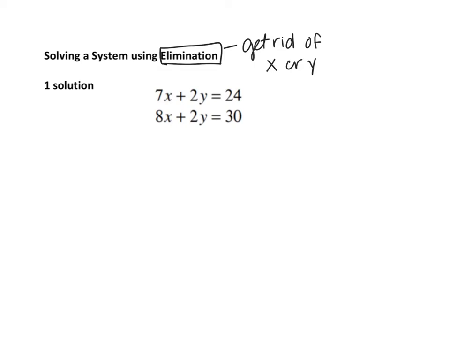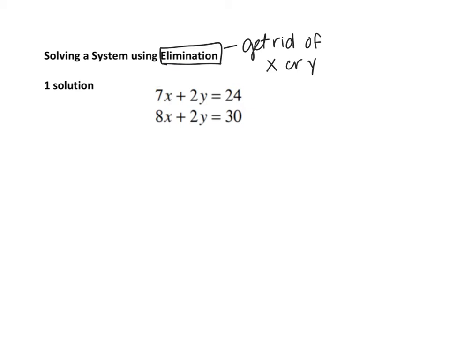All right? The way we do that is by making the x coefficient and the y coefficient the exact same, but one's positive, one's negative. Now by coefficients, let's clarify what I mean. Coefficients are the numbers in front. So the coefficient in the first equation for x would be 7, and the coefficient of y would be 2. The coefficient in the second equation for x would be 8, and the coefficient of y would be 2. It's the number in front of the variable. Okay? So that's what I'm talking about when I say coefficient.